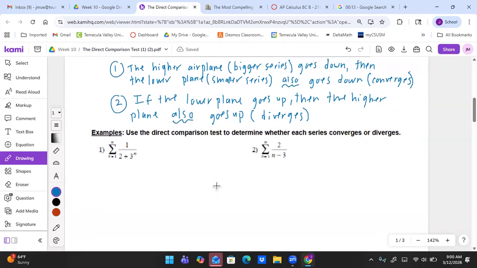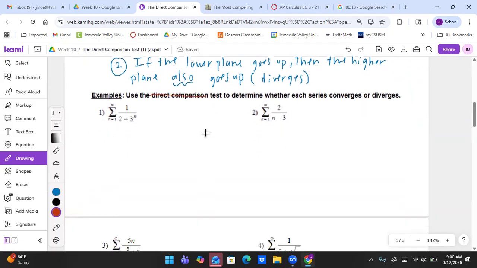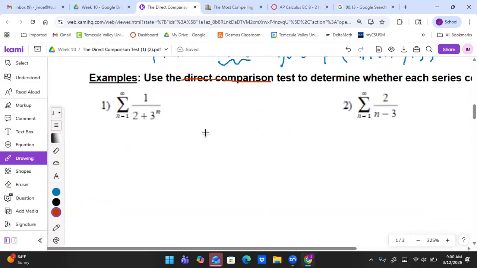Examples, use a direct comparison test. Obviously, you will never see directions that tell you to use a direct comparison test. You just know when to use it when it looks very similar to something you already know. So number 1, first of all, this looks like a geometric series. If we didn't have this 2 here, this would be a geometric series. You would do the geometric series test. But we have that 2 plus 3 to the n. So we're going to compare this guy to a geometric series.